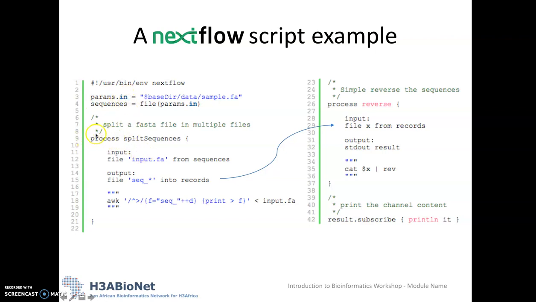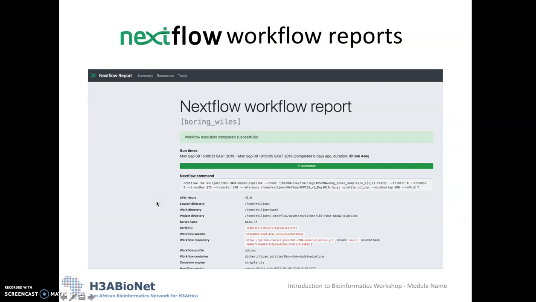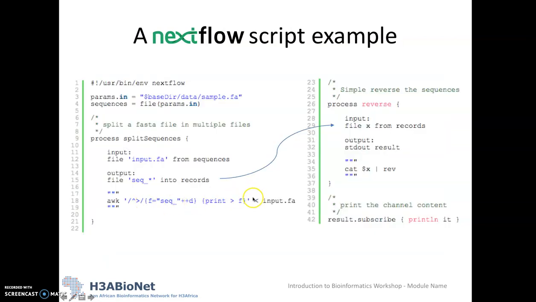And then we start with our process, which in this instance is called split sequences. We've got our input block, our output block, and this is our scripting section. And this is where the actual code happens to split the FASTA. So this would be what you previously would have had in your script file without Nextflow. And once this process completes, this output block looks for all files that have the seq identifier.